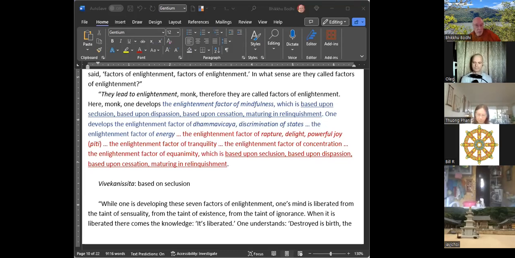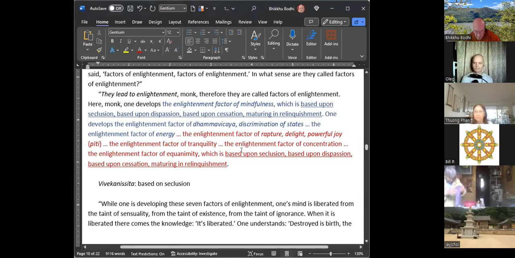And so you could say that one develops the enlightenment factors based upon seclusion, first in the sense that one goes off into physical seclusion to develop them, and then they gain in strength when the mind is secluded from the obstacles and hindrances. And they are based upon seclusion in that they take nibbana or liberation as their aim.